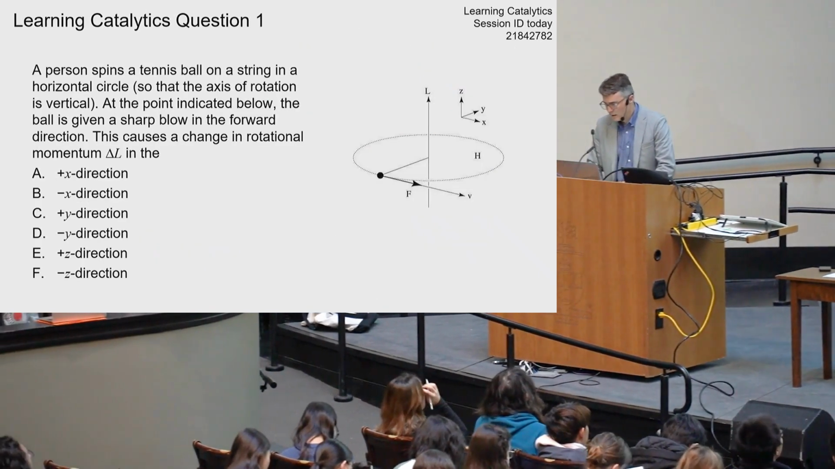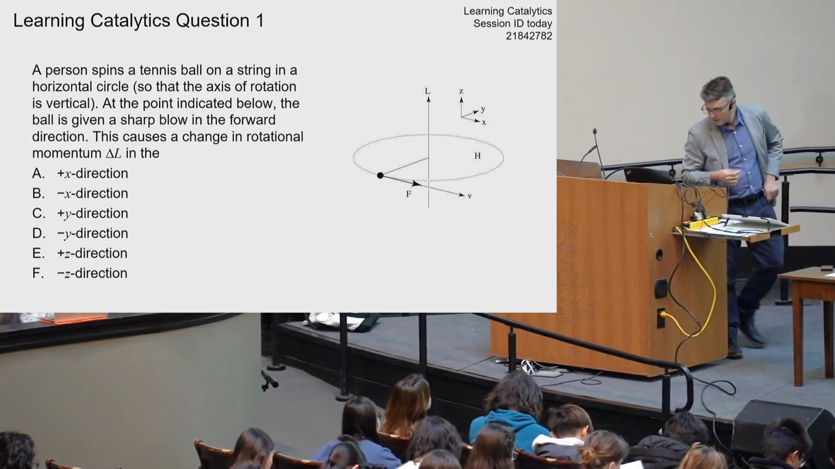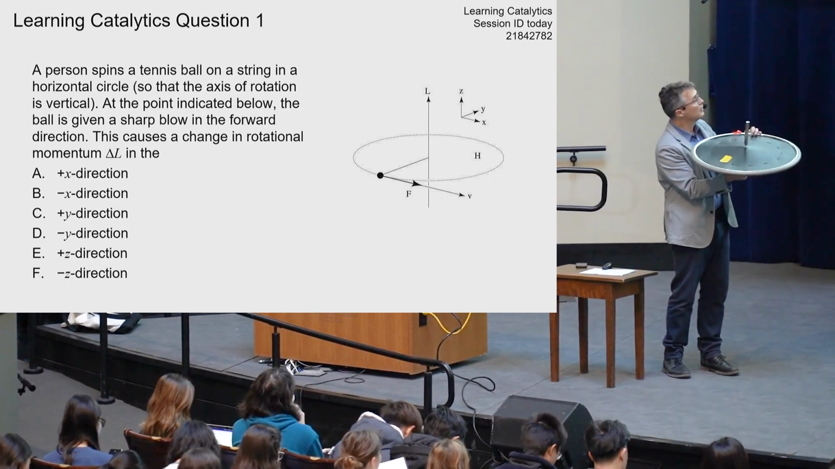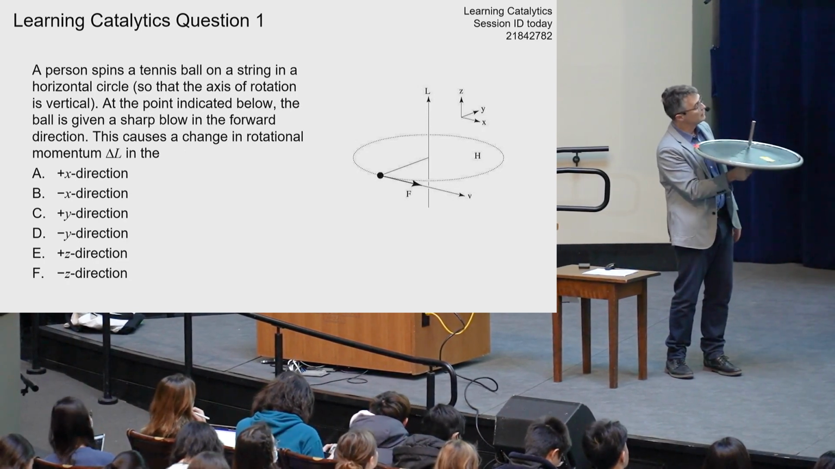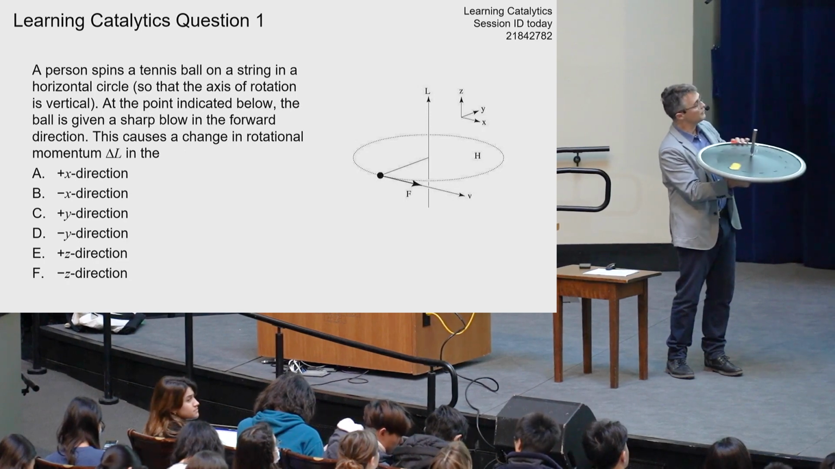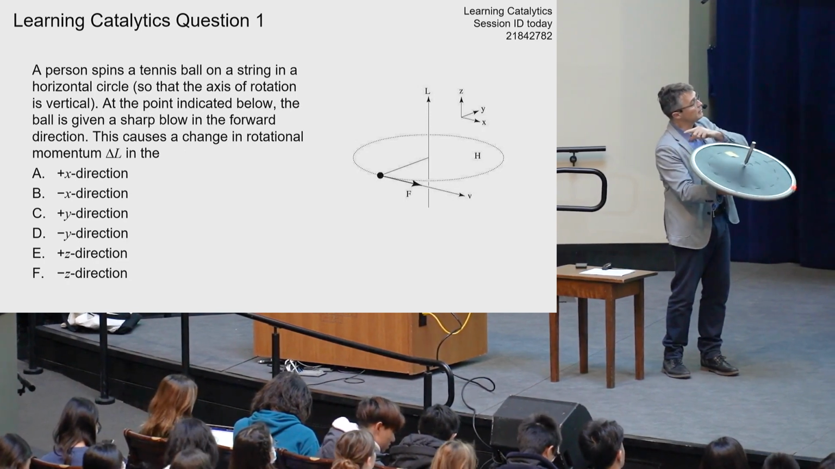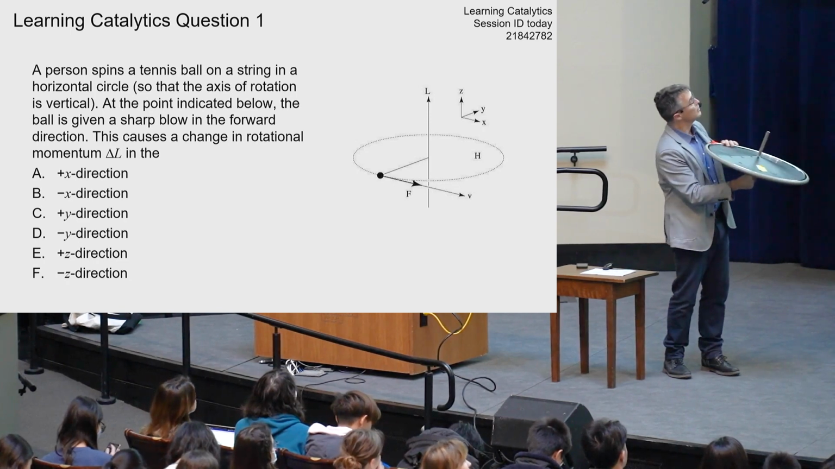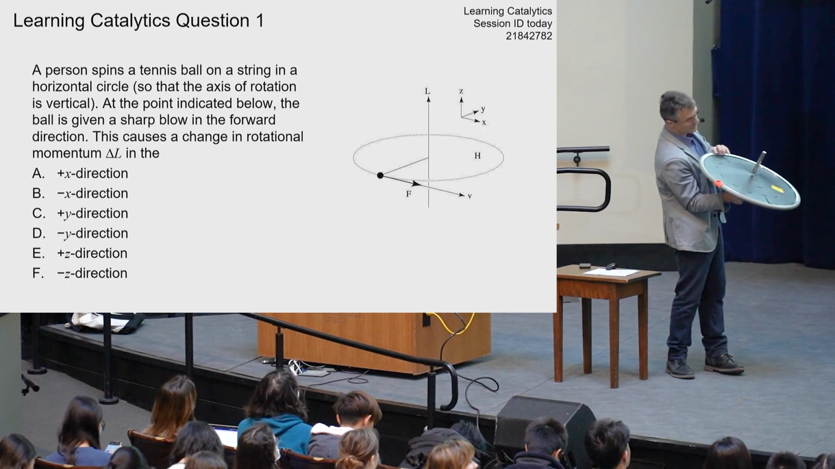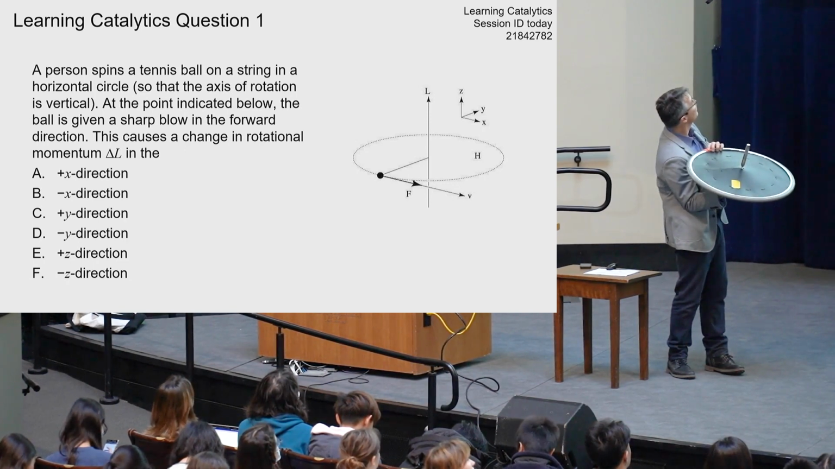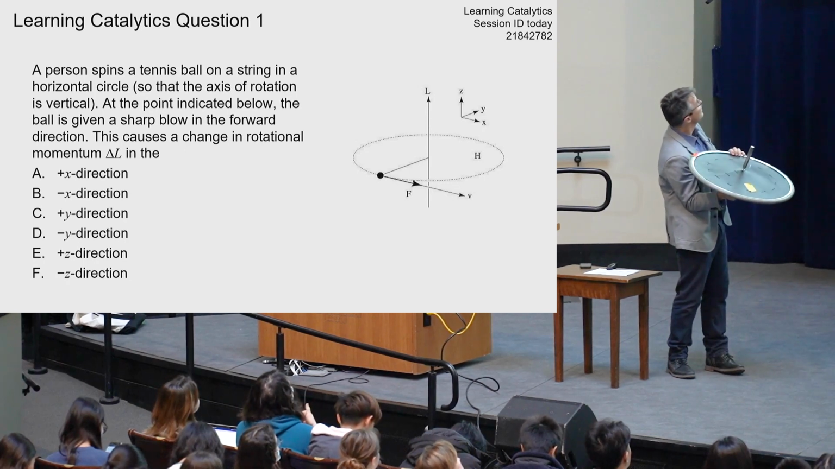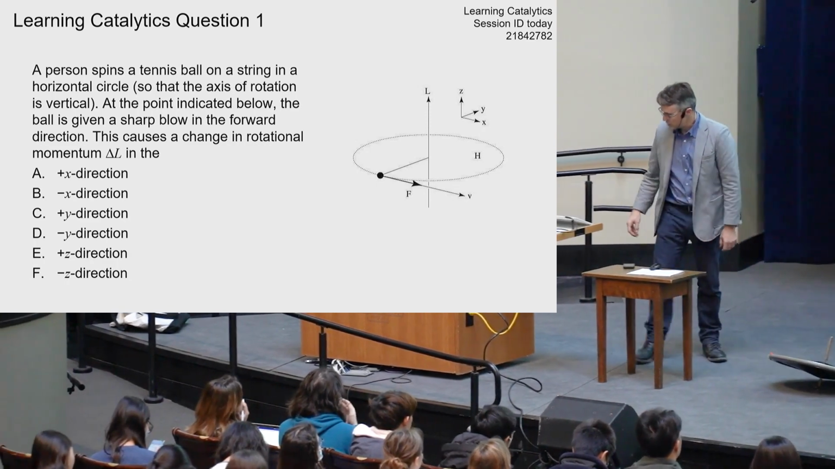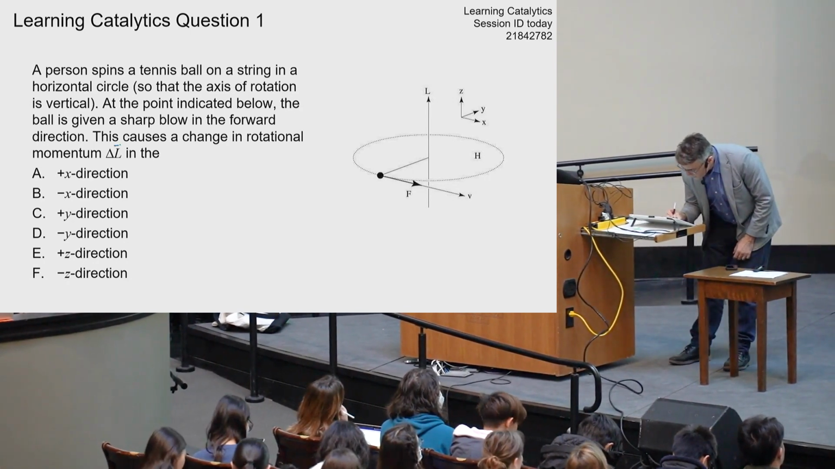So I want to try a clicker question on this. Here we have something where maybe this piece of tape is the particle, and the whole thing is spinning, looks like counterclockwise to me. At this point, we give it a boost, a push in the plus x direction. Z is up, x is out, and y is that way. It's a tennis ball and a string, but let's just do this piece of tape. At the point indicated below, the ball is given a sharp blow in the forward direction, which is plus x. This causes a change in rotational momentum, delta L, which is a vector, in which of these six possible directions?